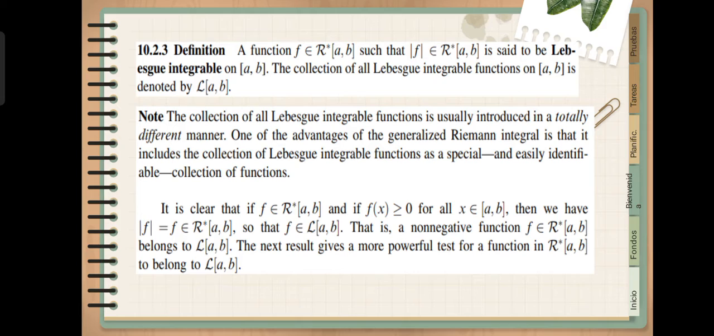It is clear that if f is an element of R*[a,b] and if f(x) is greater than or equal to 0 for all x in [a,b], then we have |f| = f is an element of R*[a,b], so that f is an element of L[a,b]. That is, a non-negative function f that is an element of R*[a,b] belongs to L[a,b]. The next result gives a more powerful test for a function in R*[a,b] to belong to L[a,b].